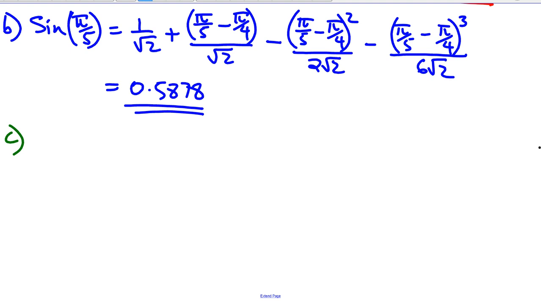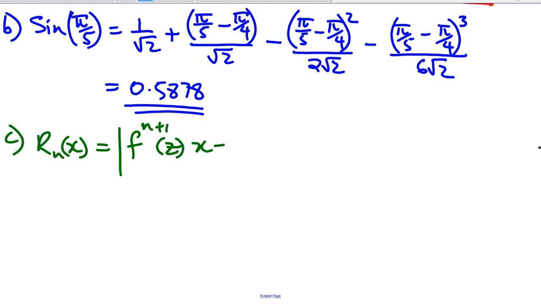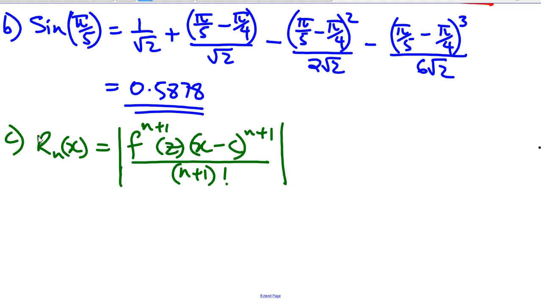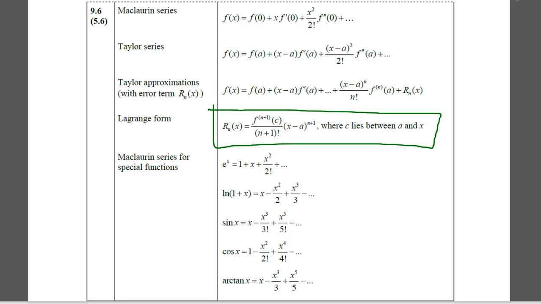So just to be consistent, I'll use what I've used previously. So the error term is given by, and this is from my previous videos, the n+1 derivative of f at z, x minus c to power n+1 over n+1 factorial. All right. Like I said, this is exactly the same thing as that, only that in place of c I have z, but it's the same thing.